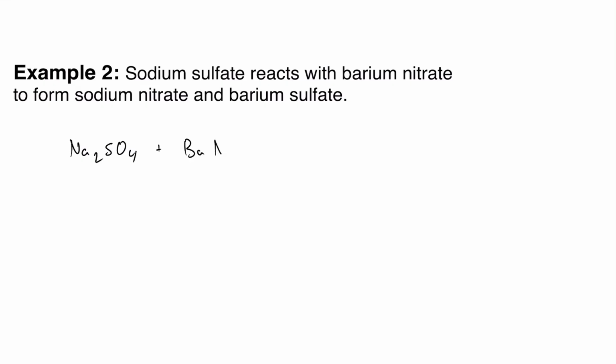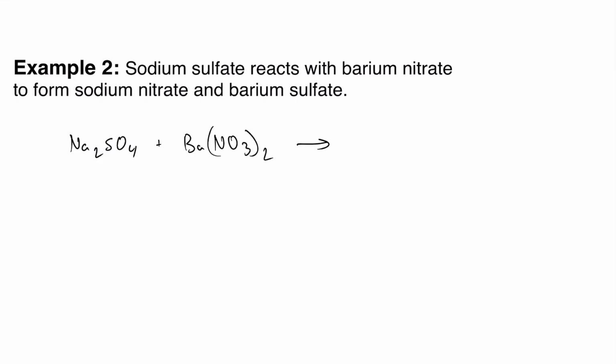BaNO3. And in order to balance that out, we need 2 NO3s. And that is going to form sodium nitrate, so NaNO3 plus barium sulfate. Now this is our unbalanced equation.